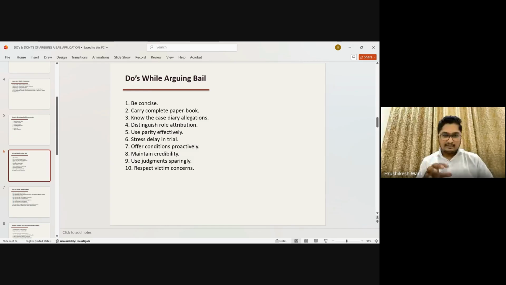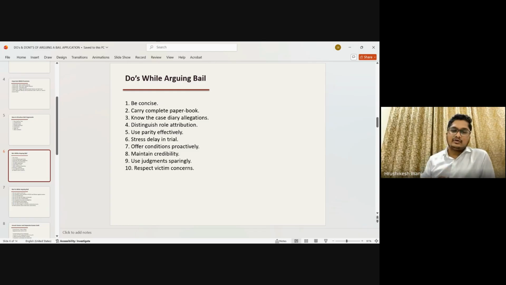Then stress, if there is delay, point the delay out. Use judgments that support your facts. What happens is, many advocates bring judgments from various high courts and the Supreme Court, and the judge gets irritated. The trial court judge's ego, you have to worship their ego.